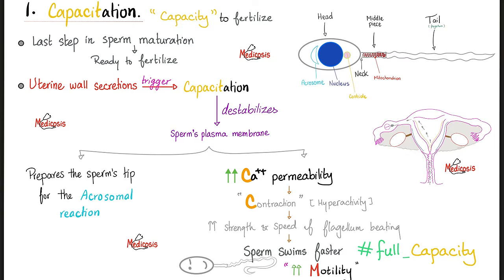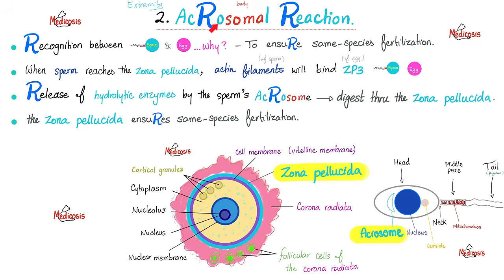Remember that the sperm matures partly in the epididymis and partly by secretions from the female genital tract, such as the uterus. This destabilizes the plasma membrane of the sperm, making the tip of the sperm sharp and ready to go deep inside. This is called the acrosome reaction. Moreover, calcium permeability increases. Calcium is the hero of contraction, which increases the strength and the speed of the beating of the flagellum of the sperm until the sperm reaches its full capacity. That's capacitation.